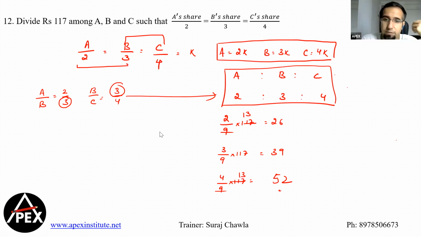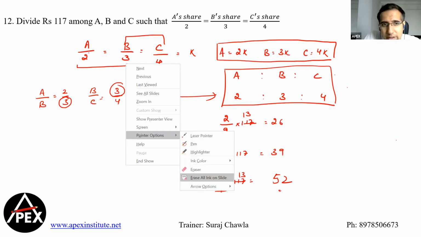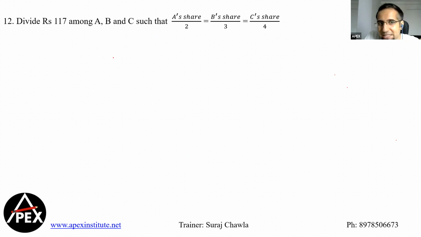So what is the shortcut here? Whenever you have an equal to sign, this fraction can change sometimes. I might sometimes give you A by 2 is equal to 2B by 3 is equal to 3C by 4 also. So I can write this as A into 1 by 2, this is B into 1 by 3, and this is C into 1 by 4.